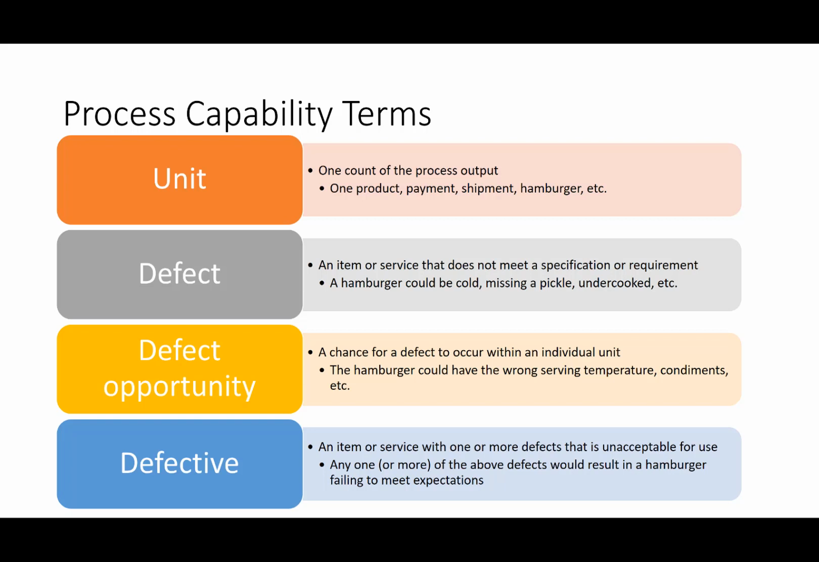A defect opportunity is a chance for the defect to occur with an individual unit. The hamburger could have the wrong serving temperature, condiments, etc. And then defective. Not exactly the same as a defect. This is an item or service with one or more defects that is unacceptable to use. So if any one of those defects occurred, the hamburger would be failing to meet expectations. A defective item could have one or could have 5 different problems with it, or process defects.